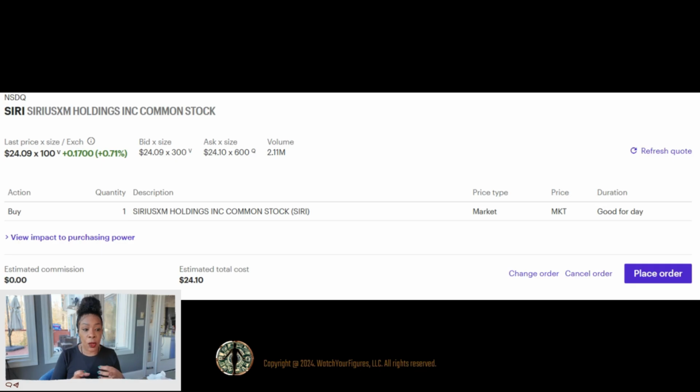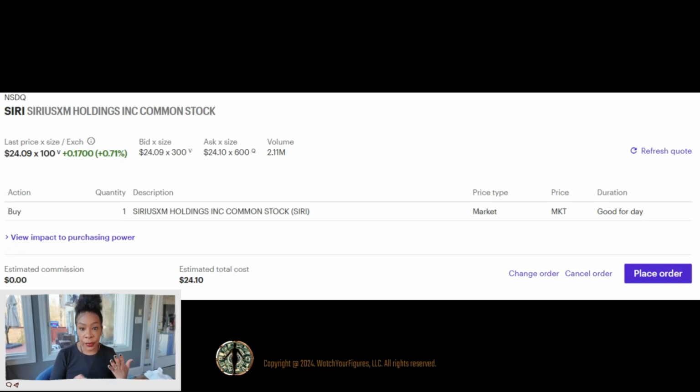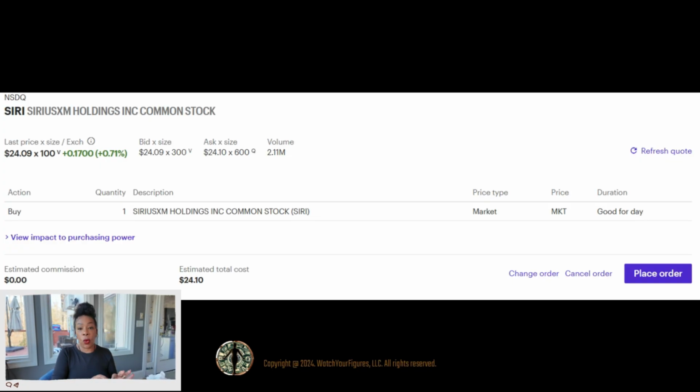Now, as you can see, the order is in, and I haven't placed it yet, but it's in. So now this is your time to go over everything and make sure you put the right symbols in, the right price, everything. This is your chance to review everything before you place your order. As you can see, we want to buy one share of Sirius Radio at the market price, and it's $24.10. Right? So now we're going to go ahead and place our order.